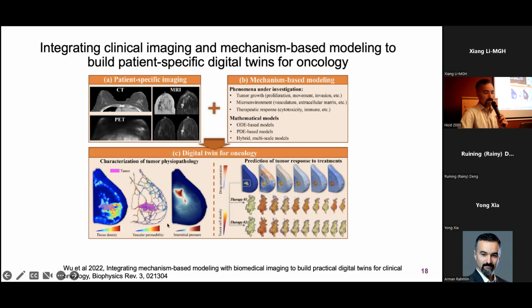Again, these are not just images. You could have models that understand and derive, and using inverse methods, extract things of importance for the patient, like the density, permeability, to put a holistic picture of the patient together, and now you could do experiments on this and predict tumor response to treatments.